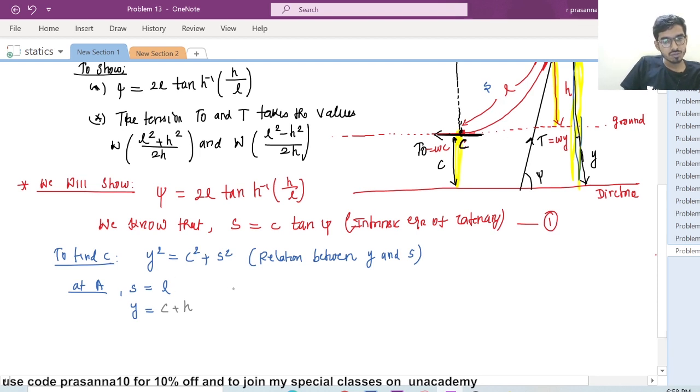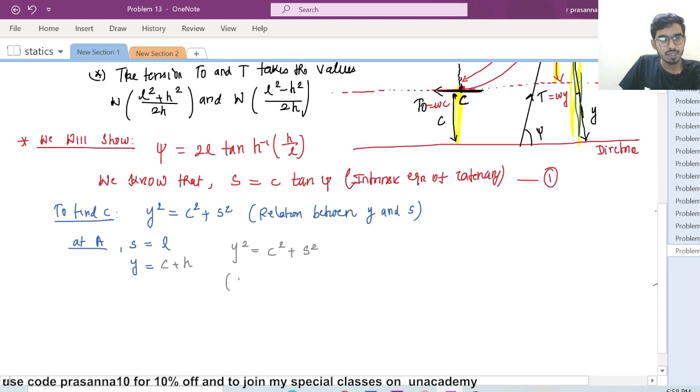Now substitute here. So y square is equal to C square plus S square. At A, this will be C plus H whole square is equal to C square plus S square, right? Now just expand this and find the value of C. So C square plus H square plus 2HC is equal to C square plus S square. I will replace S by L, because at A my value of S is L.